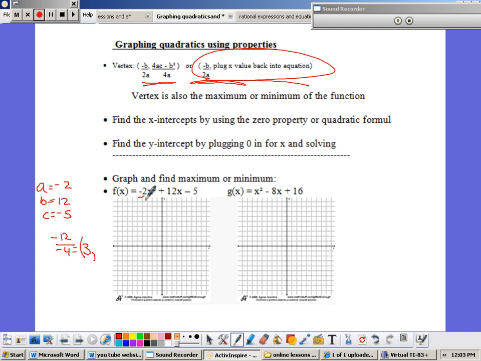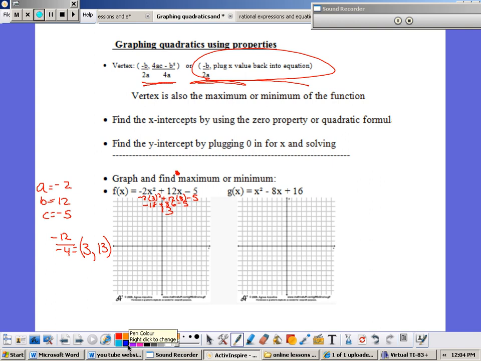Now plug it in: -2 times 3 squared plus 12 times 3 minus 5. -18 plus 36 minus 5 is 13. So my vertex is at (3, 13). So over 3 and up 13. I think I only go up 10, 11, 12, 13. So I'm going to estimate it.